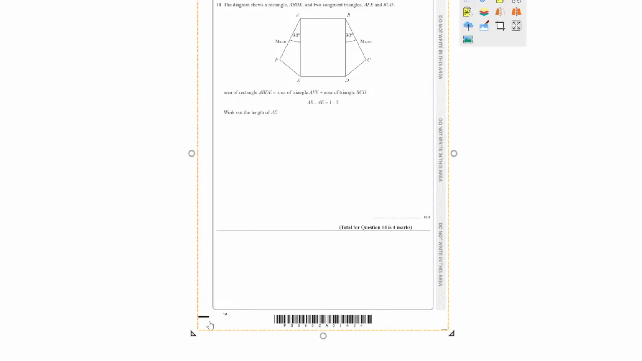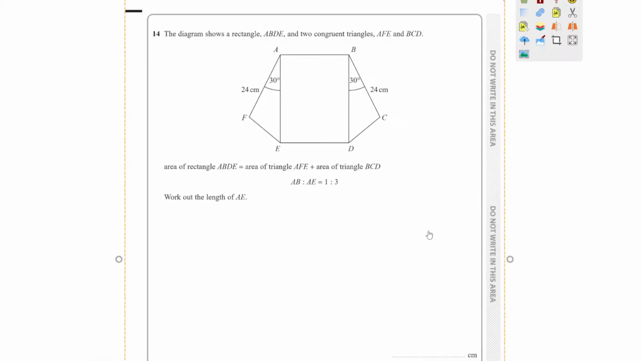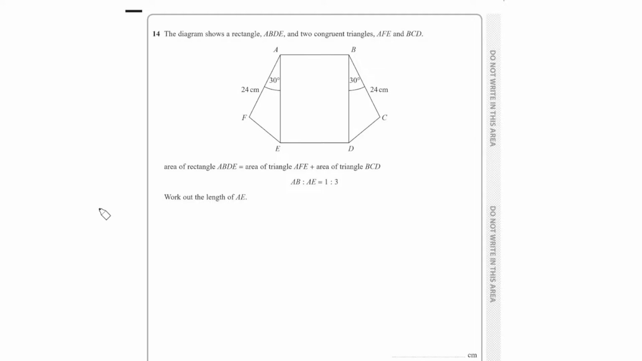Now let me make this bigger. Okay, question 14. The diagram shows a rectangle ABDE and 2 congruent triangles AFE and BCD. So they're identical triangles, these two. The area of rectangle ABDE is equal to the area of triangle AFE plus the area of triangle BCD. They've given us this ratio, AB to AE is 1 to 3.